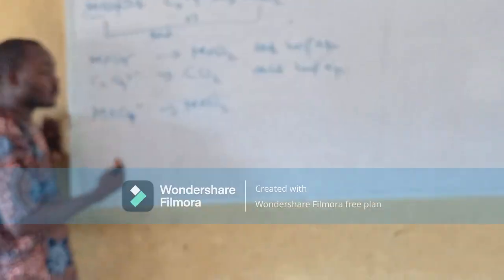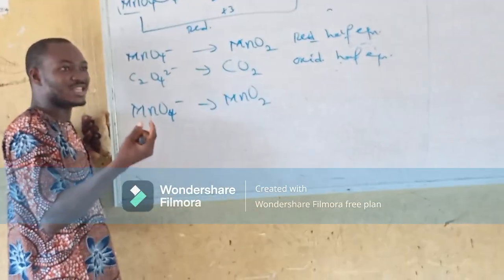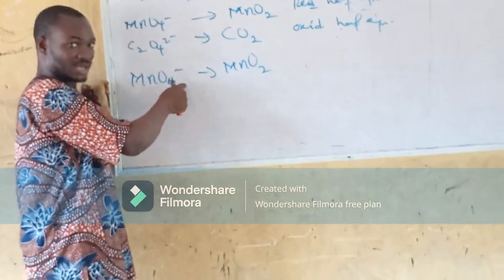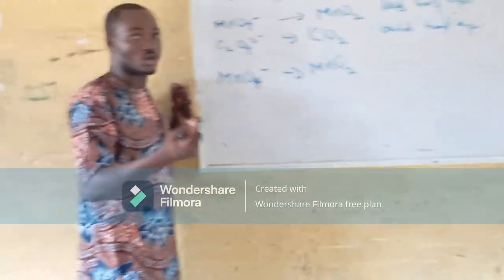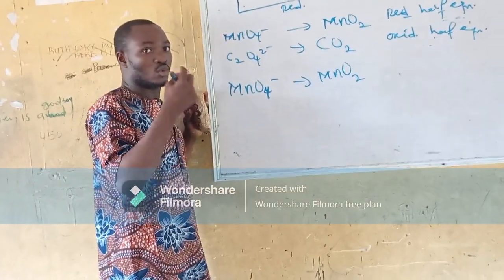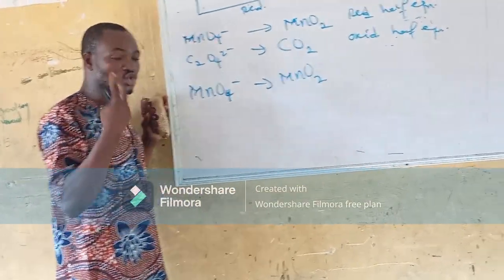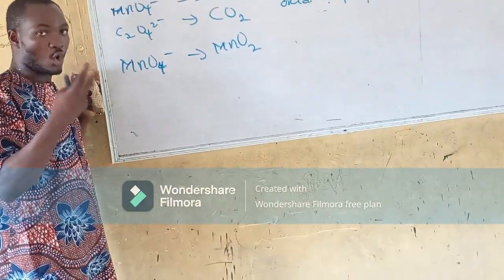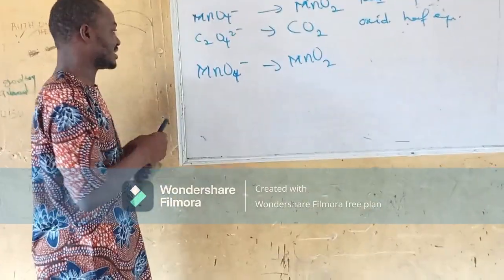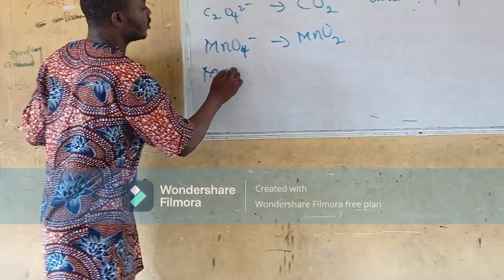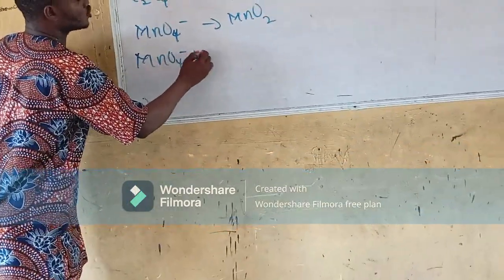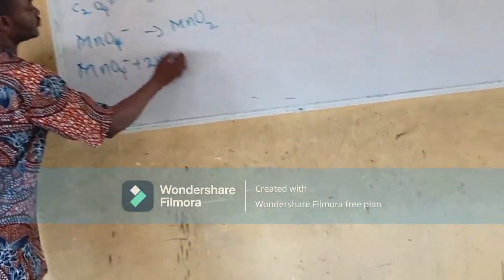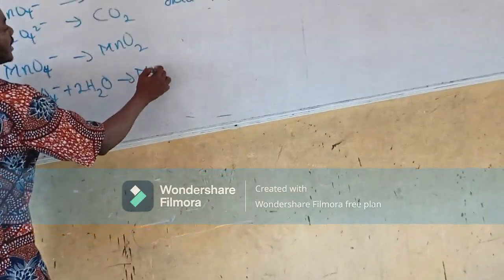But since it's basic medium, we are going to add the oxygen in form of water to this side. We know that in one water molecule, we have 1 oxygen. In 2 water molecules, we have 2 oxygen. In that case, you are going to add 2 water molecules to this side to balance it. So it will now be MnO4 minus plus 2H2O to give us MnO2.